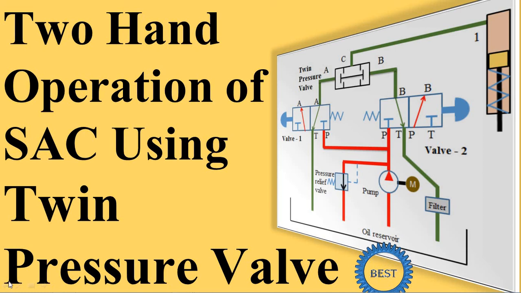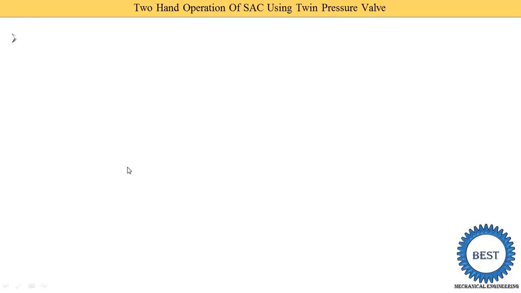In this video, I explain two-hand operation circuits. In these two-hand operation circuits, the single acting cylinder is used as an actuator, and this actuator is operated by using the twin pressure valve. So I explain this theory by using the animation so you will understand it easily.